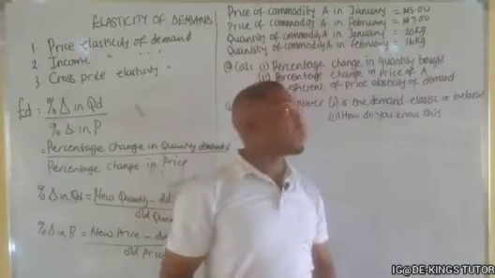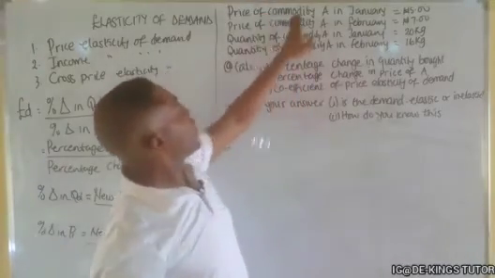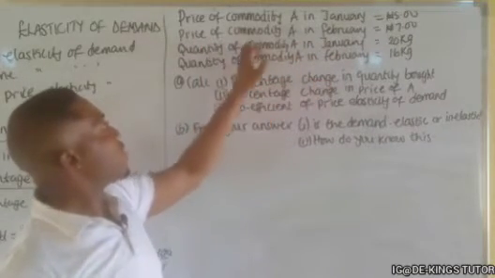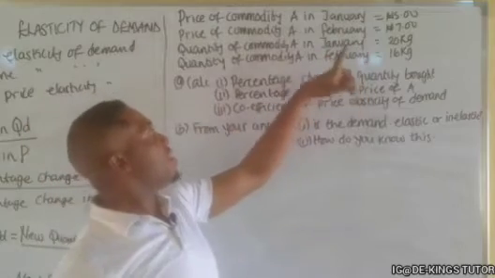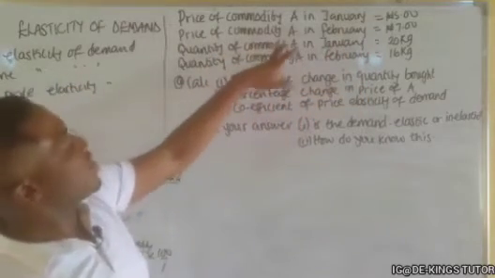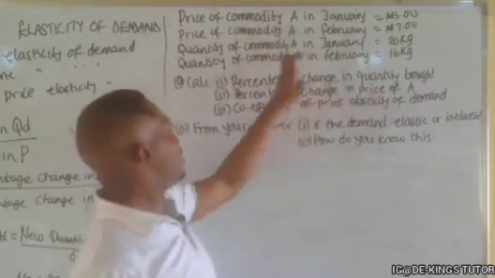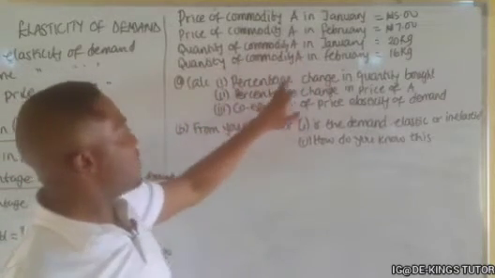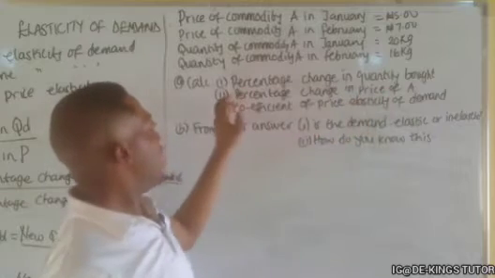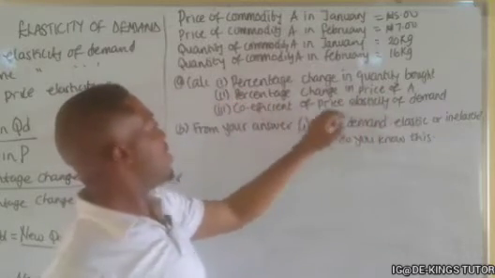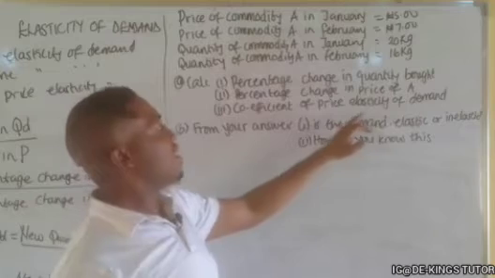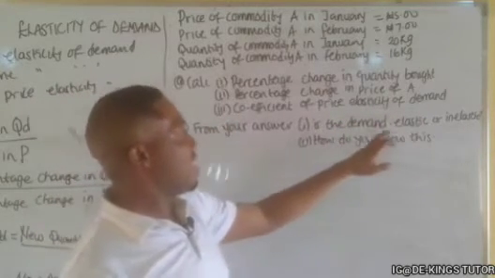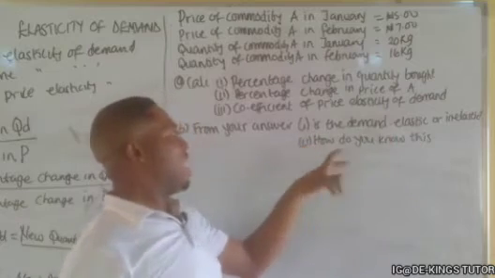Let's see this question. It said the price of commodity A in January is 5 naira. The price of commodity A in February is 7 naira. The quantity of commodity A in January is 20 kg, and the quantity in February is 16 kg. A, calculate: I, percentage change in quantity bought; II, percentage change in price of A; III, coefficient of price elasticity of demand. B, from your answer, is the demand elastic or inelastic? II, how do you know this?